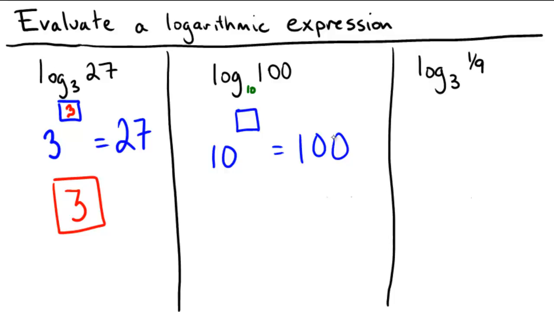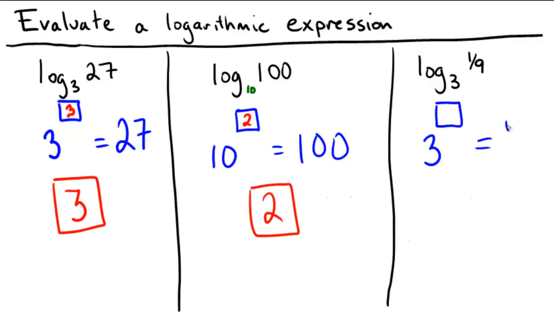Well, 10 to the 1 would equal 10, and 10 squared would equal 100. So the answer to this question is 2. It's the exponent that you would raise 10 to in order to get 100. Now for a slightly more challenging one, let's look at this last one. It says log base 3 of 1/9. So this one's saying 3 raised to what power is going to give you the fraction 1/9.